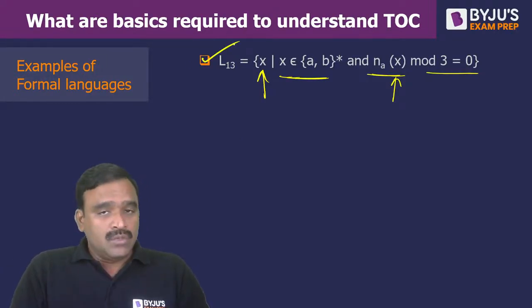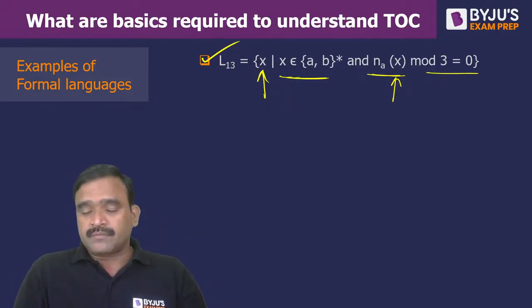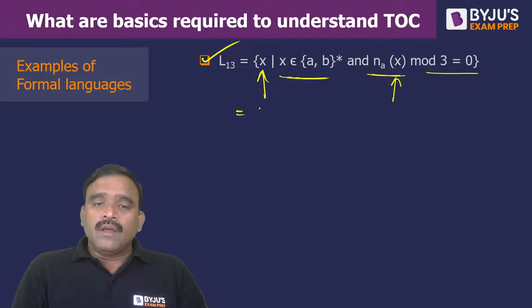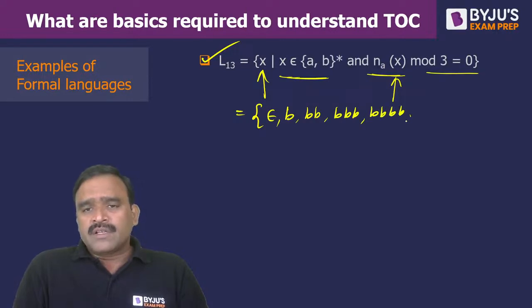That means there is no restriction on B's. Any number of B's are possible. Okay. So number of A's multiple of 3. So epsilon is possible because A's are 0, and 0 is a multiple of 3. Single B, double B, triple B, any number of B's you take, but number of A's are 0 only.